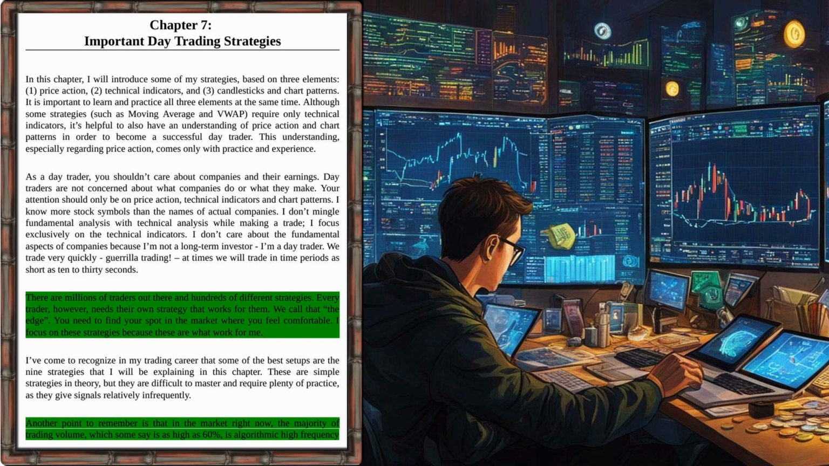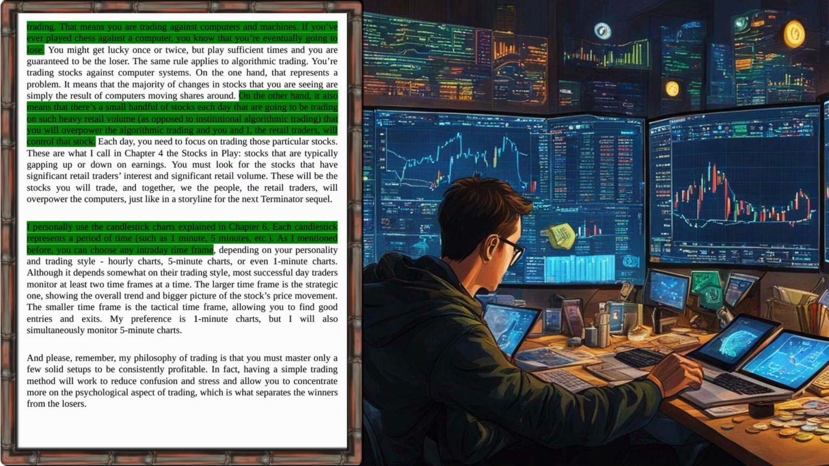Another point to remember is that in the market right now, the majority of trading volume, which some say is as high as 60%, is algorithmic high-frequency trading. That means you are trading against computers and machines. If you've ever played chess against a computer, you know that you're eventually going to lose. You might get lucky once or twice, but play sufficient times, and you are guaranteed to be the loser. The same rule applies to algorithmic trading. You're trading stocks against computer systems.